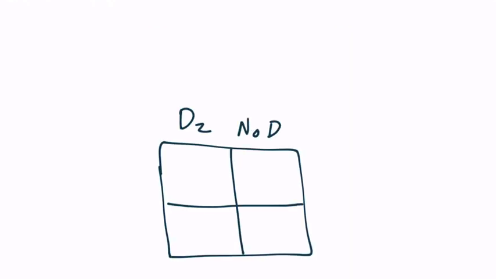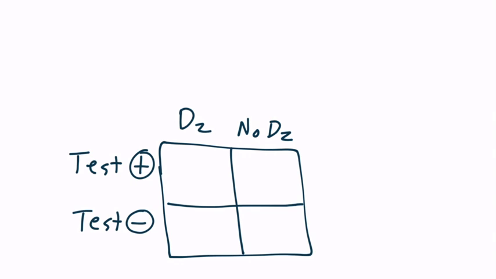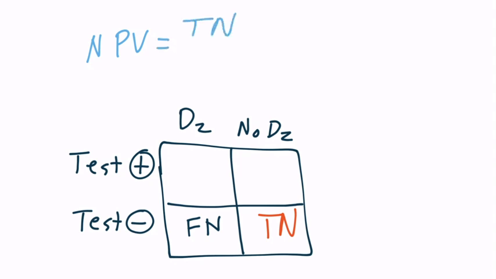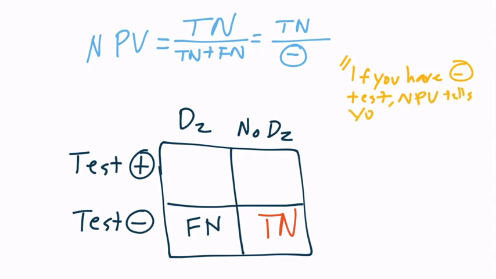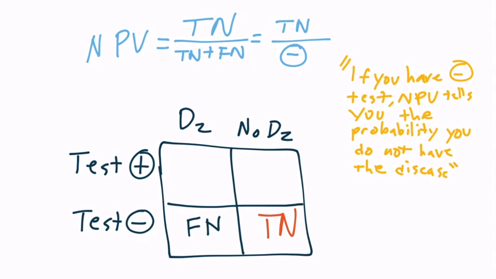So let's draw out the 2x2 table. And true negatives are those that test negative and do not have the disease. So this bottom right box. And those who test negative but have the disease are false negatives. And recall that negative predictive value equals the true negatives divided by the true negatives plus the false negatives. Or more simply, the true negatives divided by everyone that had a negative test result. And recall the definition of negative predictive value. If you have a negative test result, negative predictive value will tell you the probability that you do not have the disease. In other words, negative predictive value tells you the probability that you are a true negative.